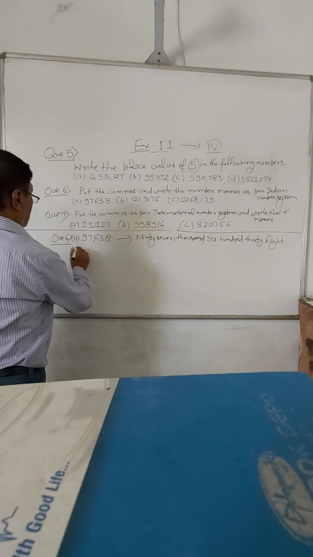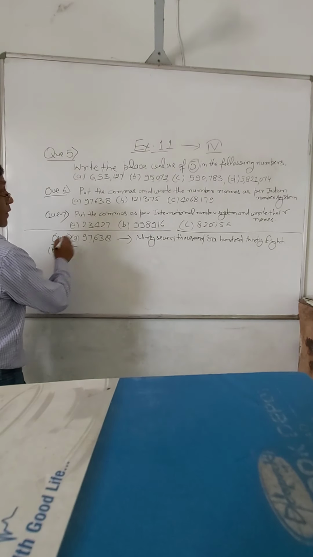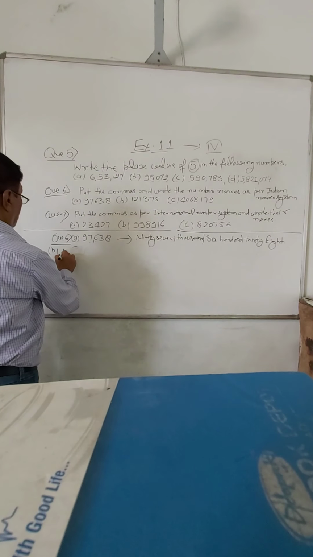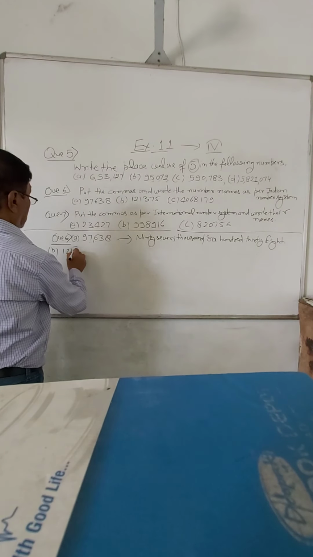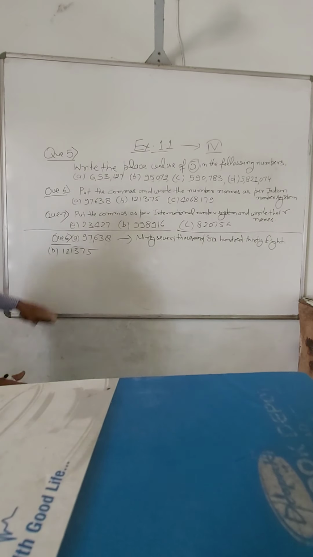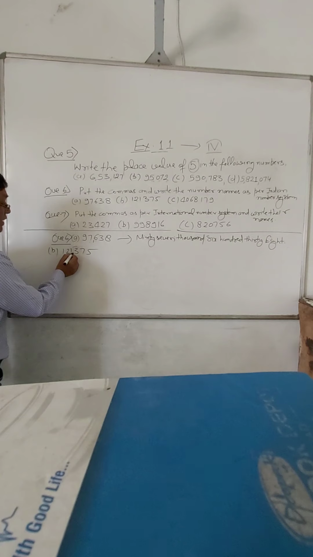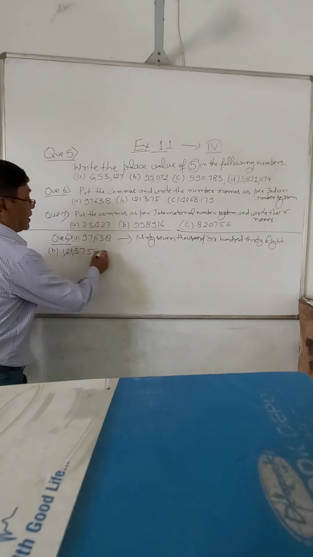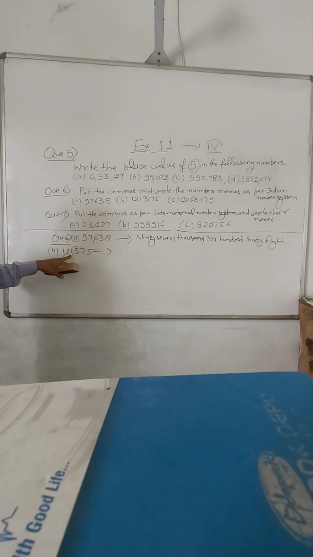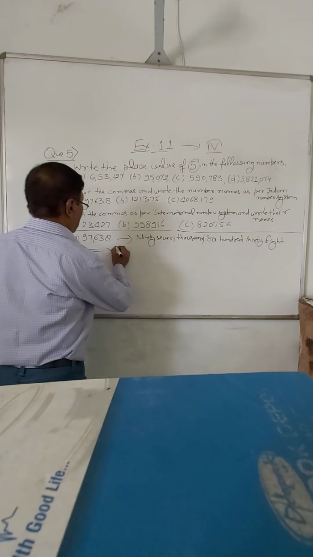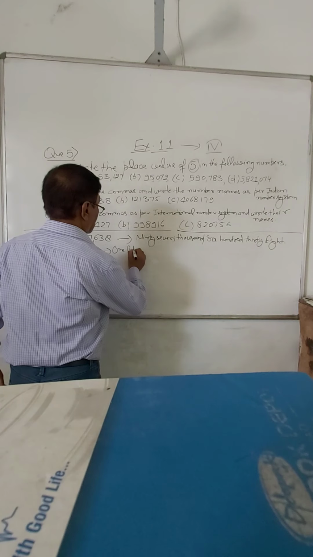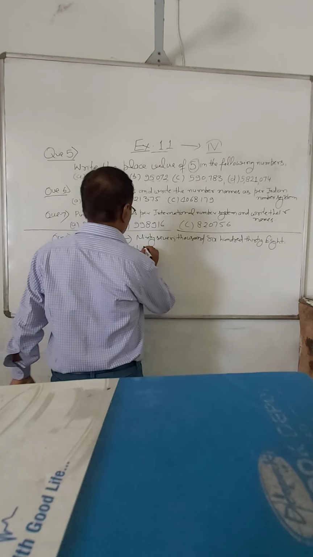Now see question number B. One more number is given here: 1 2 1 3 7 5. Here also according to the Indian system, the first comma comes after 3 digits, then after each 2 digits. Now accordingly, how will this number name be? 1, 10, 100, 1000, 10,000, and this is coming on the place of lakhs. So it is 1,21,375. This number name will become 1,21,375.